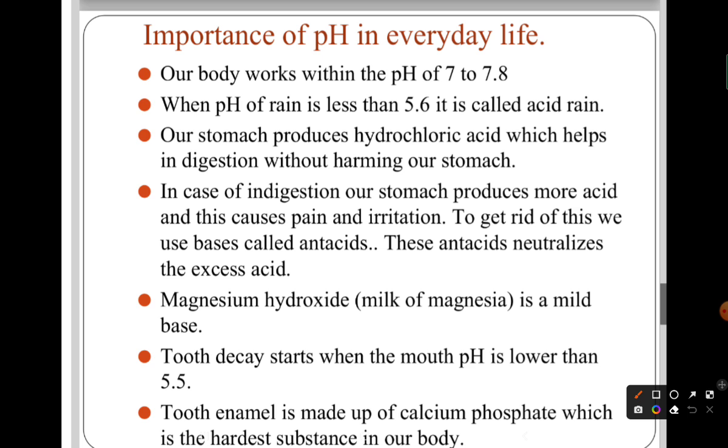Tooth decay starts when the mouth pH is lower than 5.5. Tooth enamel is made up of calcium phosphate, which is the hardest substance in our body.